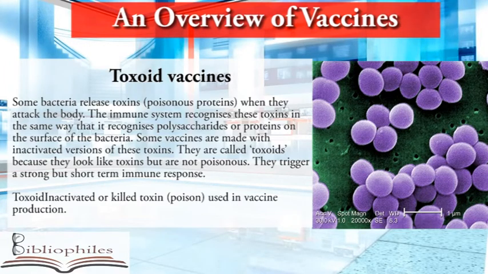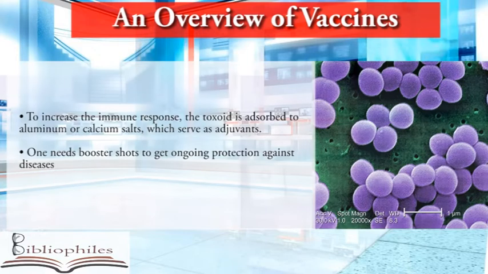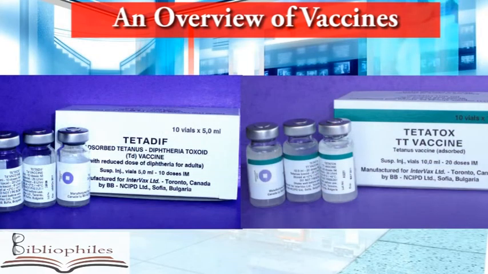Some vaccines are made with inactivated versions of these toxins. They are called toxoids because they look like toxins but are not poisonous. Toxoid is actually the inactivated or killed toxin used in vaccine production. Usually, toxoid vaccines trigger a strong but short-term immune response. And to increase the immune response, the toxoid is absorbed to aluminum or calcium salts, which serve as adjuvants. Examples of toxoid vaccines are the diphtheria vaccine, the tetanus vaccine, etc.